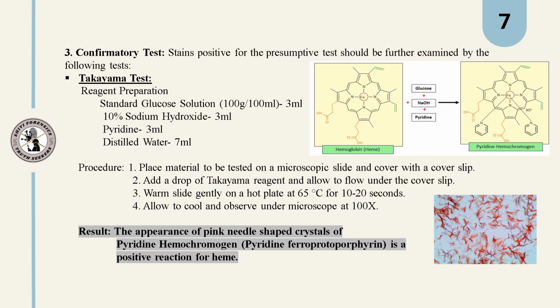Now pyridine is directly attaching to the hemoglobin, so it clearly shows that yes, in this fluid hemoglobin is present, and this becomes a confirmatory test for blood. The whole procedure of performing this test is as follows. You will take the swab or the stain on the microscopic slide. You will put a few drops of the reagent on it, and then you will cover it with a cover slip. Afterwards, you will heat it at 65 degrees Celsius for 10 to 20 seconds, and then you will allow it to cool down, and then you will observe it in your microscope. So as you can see here, you will see these pink color crystals.